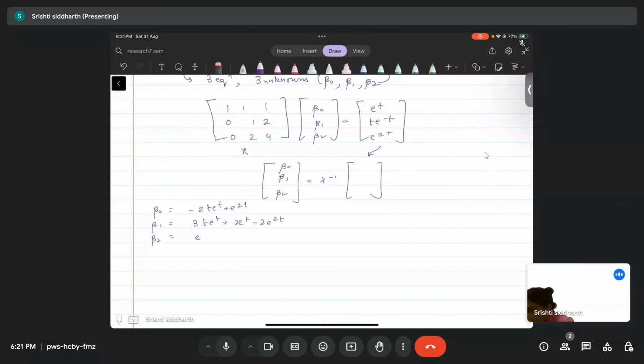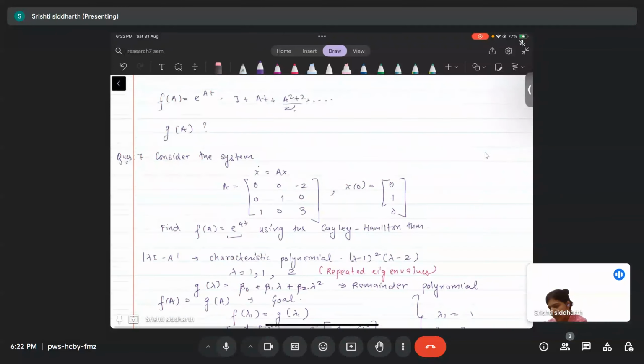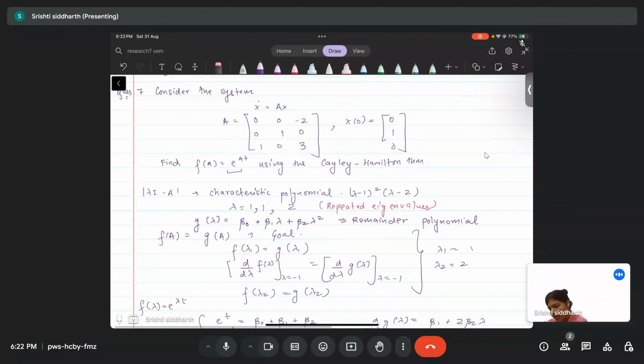And finally we have e to the power 2t minus e to the power t, e to the power t. Okay. So now we are almost done. We need to find f of A, which is e to the power 8t. So we need to find g of A. So g of A is beta 0 times identity plus beta 1 times A plus beta 2 times A squared. So we already know what A squared is, right? You can either multiply A, or from the characteristic equation you can find out what A squared should be.